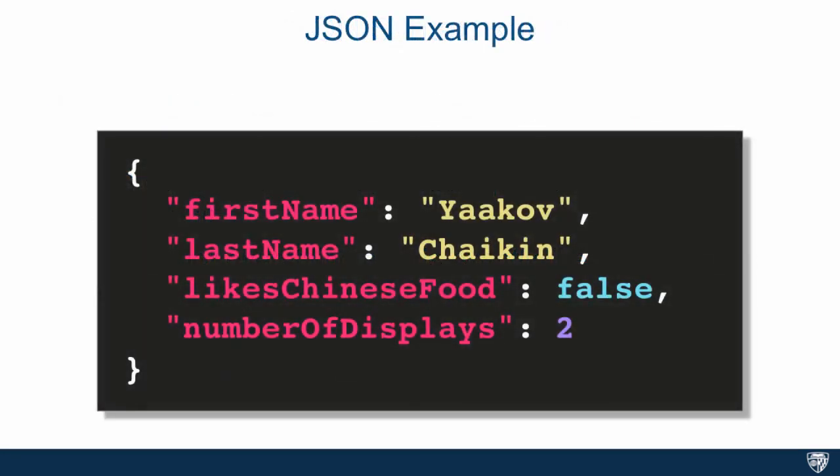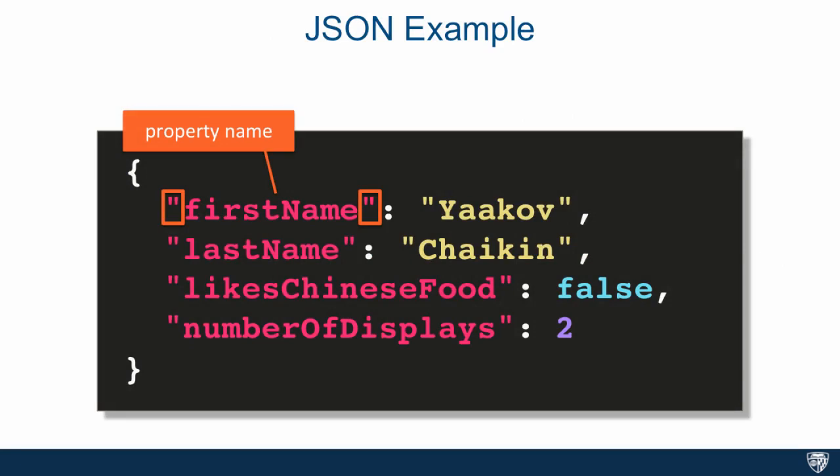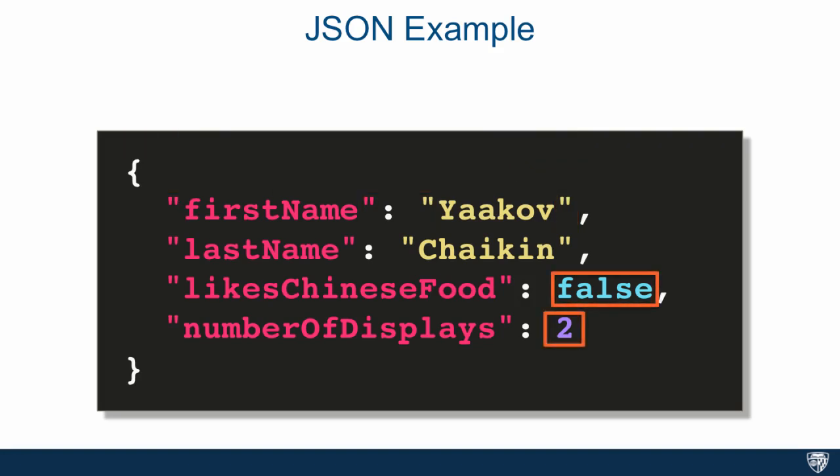So here I have what looks like an object literal, but you could see that every single property name is inside double quotes. And any string values have double quotes around them as well. Not single quotes, but double quotes. All the other values, like false or a number, are listed in the same way you would list them in an object literal.